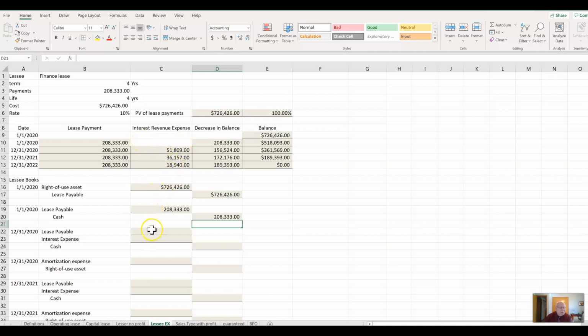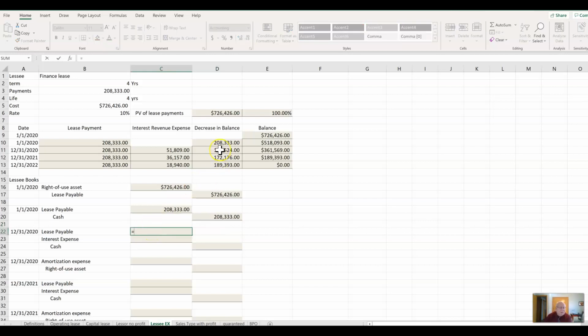Then on 12/31 of 20, which is the end of the year, we go to the second one. For the lease payment now is the $156,524. And that's why I said these charts make life a lot easier for you because everything's already calculated out. You don't have to try to remember where you're at. So you just bring them in.